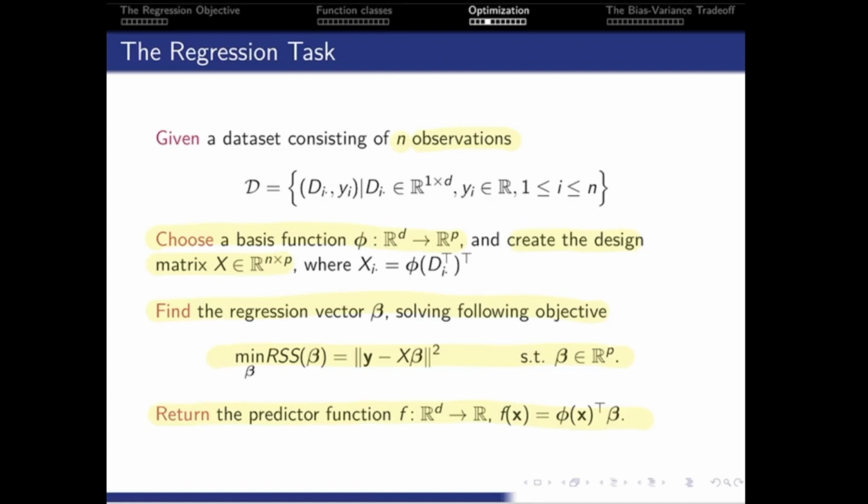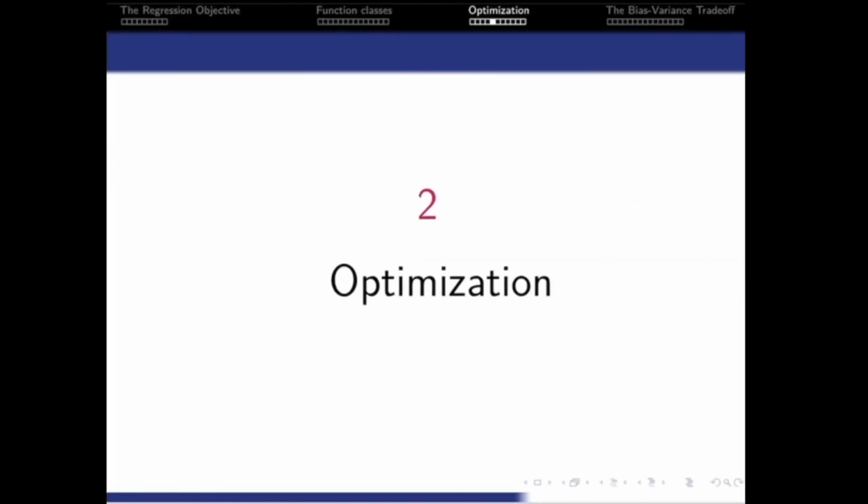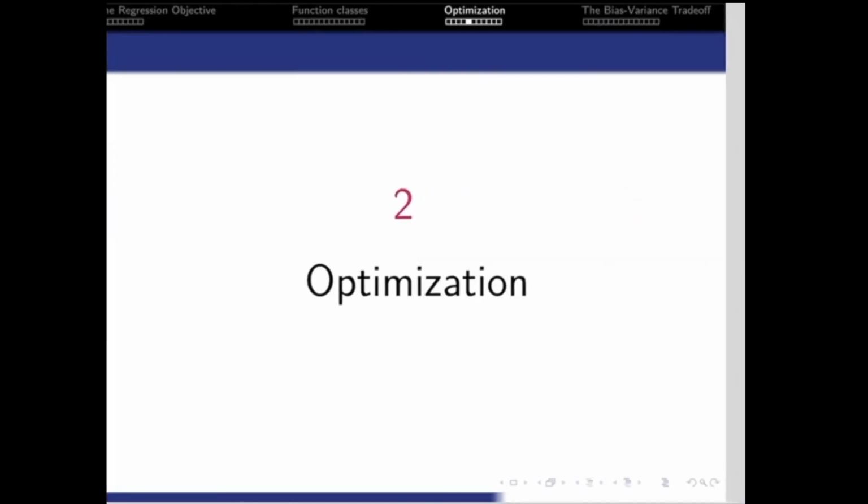Okay, so far so good. The only thing which is unclear now is just this step here, right? So how do we find this regression vector beta, and how do we find the minimum of this objective here? Now this is then a task for optimization.